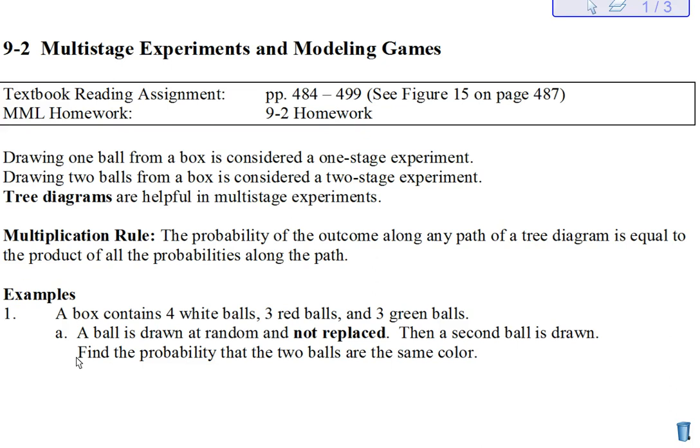As you look at example 1, it says a box contains 4 white, 3 red, and 3 green balls. A ball is drawn at random and not replaced. Then a second ball is drawn. Find the probability that the two balls are the same color. This is the first time this semester that we've talked about something not being replaced, so the box is changed from its original state.